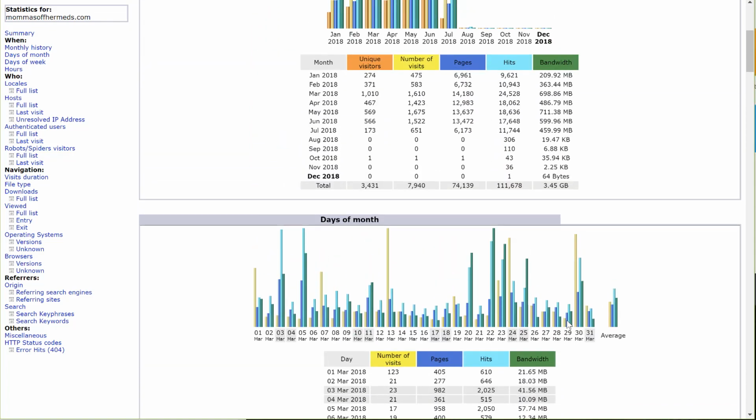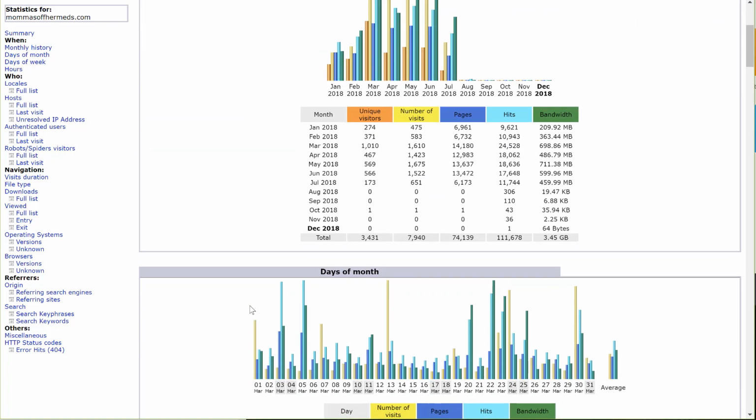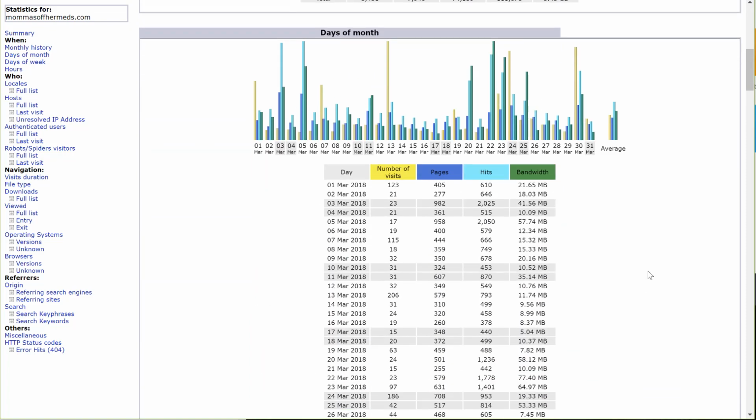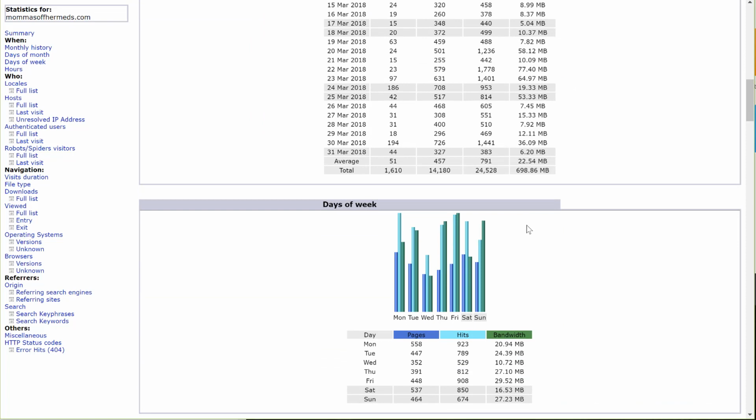So we have a monthly history, showing what month was most popular, and days of the month, which would be the current month that we're in. For the days of the week it's most popular, it looks like they're all about the same. Looks like Friday, Saturday, and Monday are banner. I'm sorry, Saturday, Sunday, Monday. So I would post on a Friday.